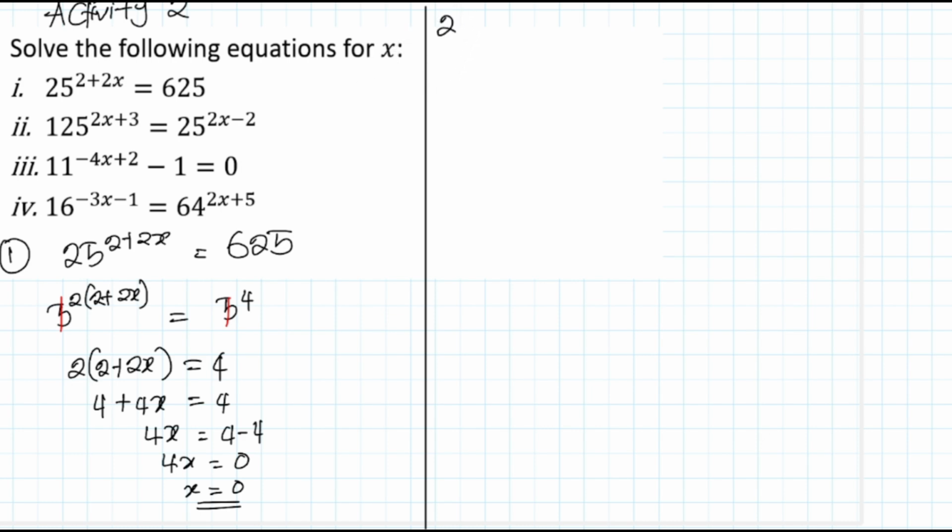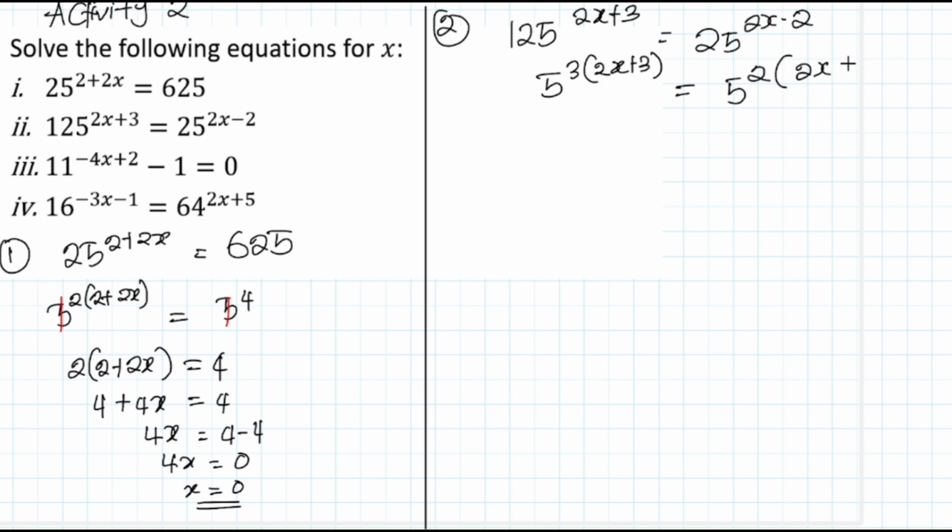Number 2: 125 raised to power 2x plus 3 equals 25 raised to power 2x minus 2. We are going to change to base 5 because both of them can be expressed as base 5. So this will be 5 raised to power 3 bracket 2x plus 3 equals 5 raised to power 2 bracket 2x minus 2. So we have same base 5 now, so we cancel the base and then we equate the powers. So that will be 3 bracket 2x plus 3 equals 2 bracket.